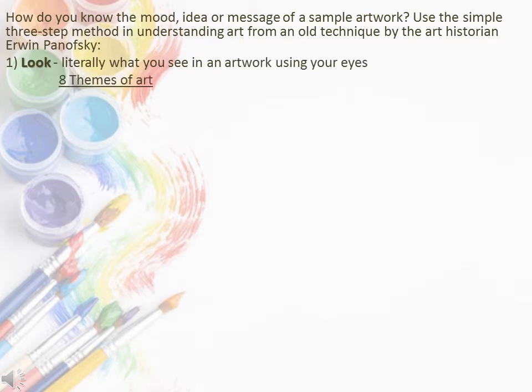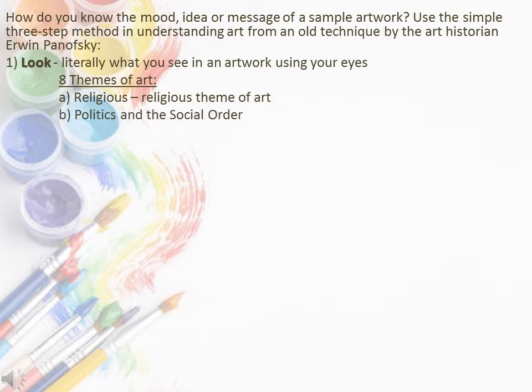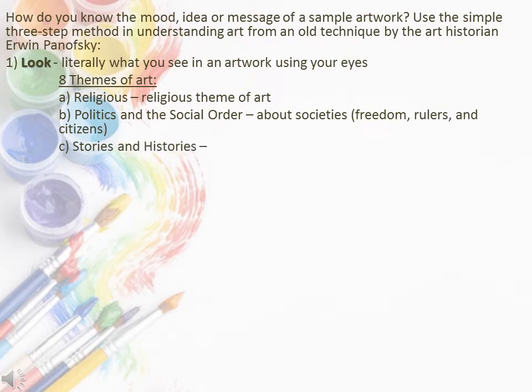Eight themes of art. Religious: religious theme of art. Politics and the social order: about societies, freedom, rulers and citizens. Stories and histories: involves stories whether real or make-believe.